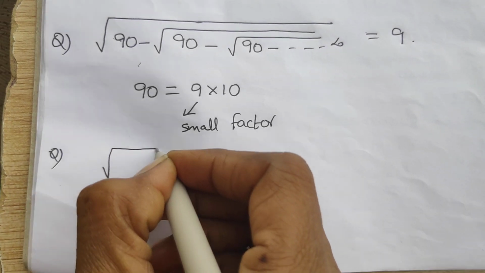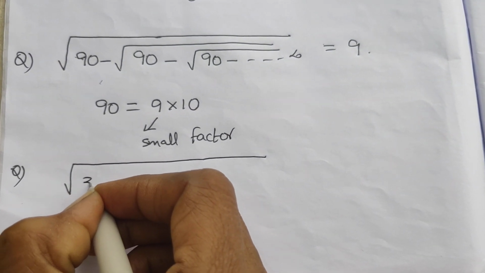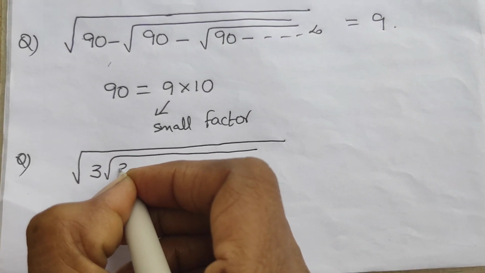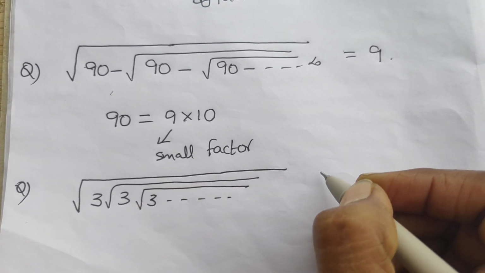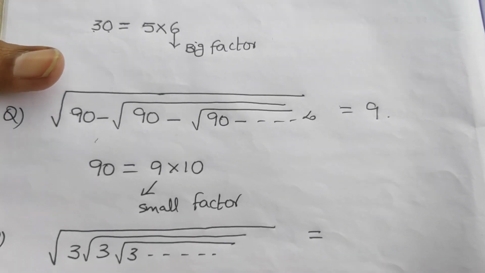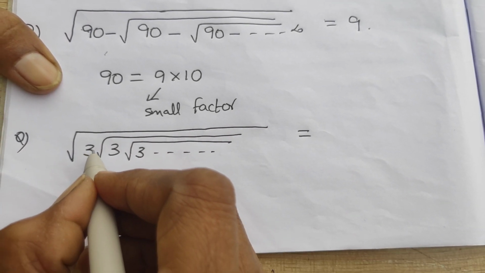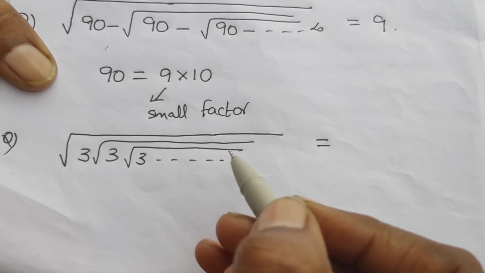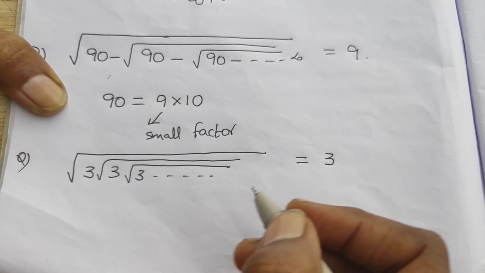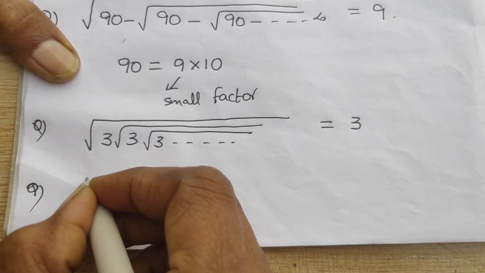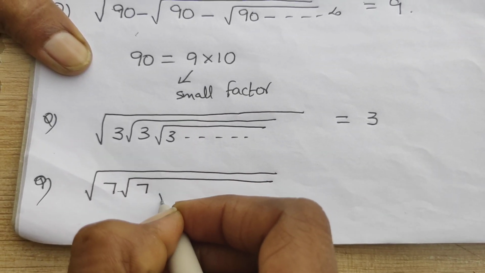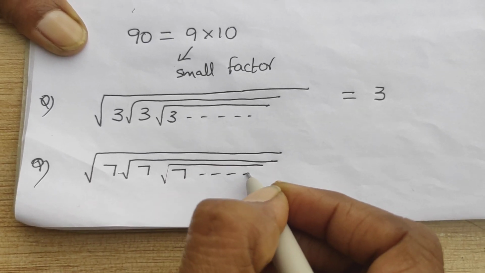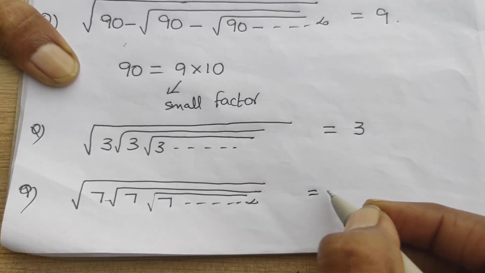Another model: square root of 3 times square root of 3 times square root of 3 and so on. This value is equal to the product of root 3, root 3, root 3, so it equals 3. Square root 7 times square root 7 times square root 7 and so on to infinity. So the answer is 7.